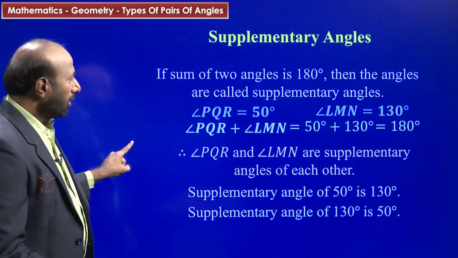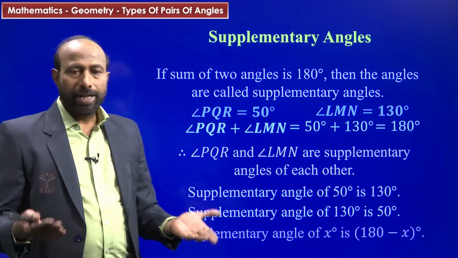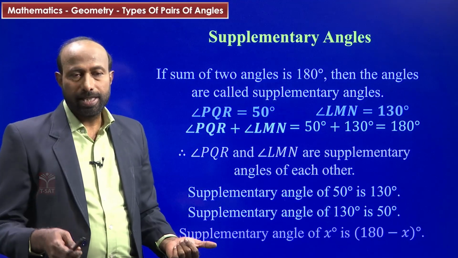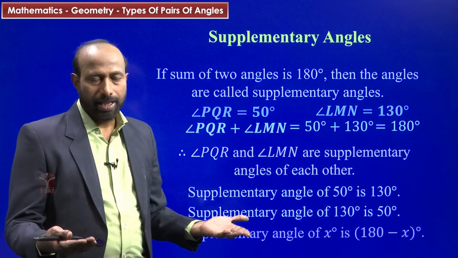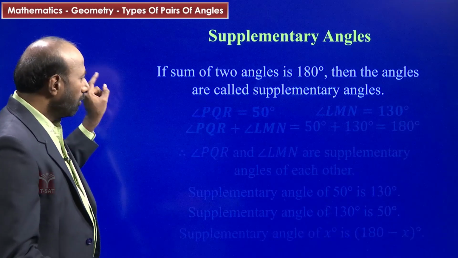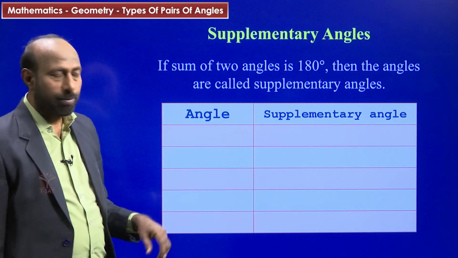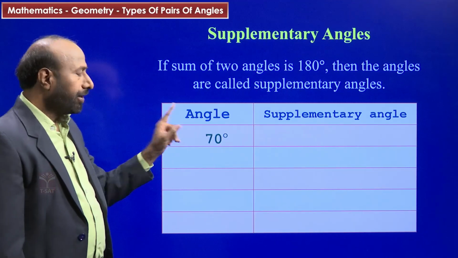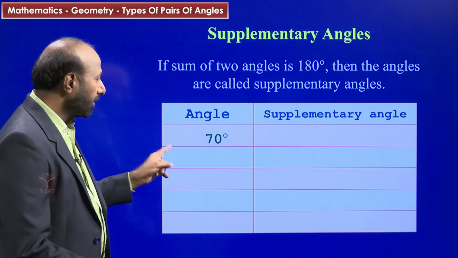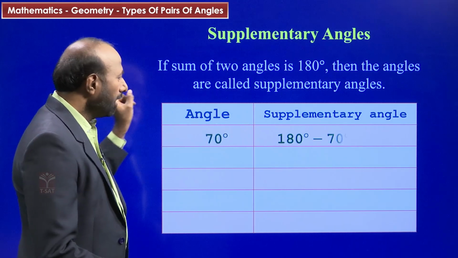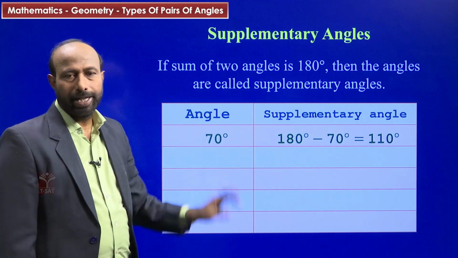So, in general, we can say that the supplementary angle of x degrees is 180 minus x degrees. So, we have another table here regarding supplementary angles. So, if you take 70 degrees, the supplementary angle of 70 degrees is 180 minus 70, that is 110 degrees.